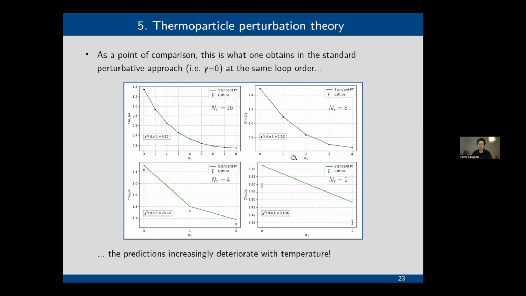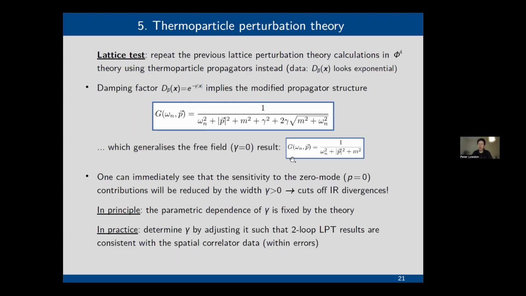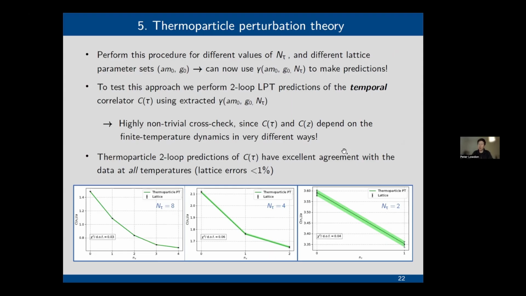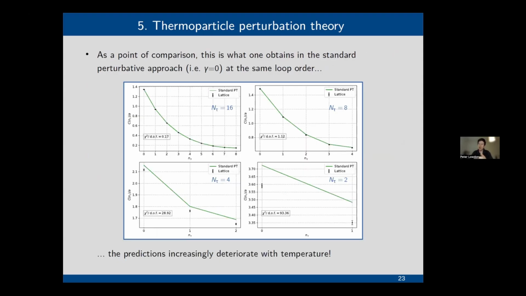And if we compare it now to the standard case where gamma is 0, and that's where we use these propagators instead, you deviate drastically. So this is exactly the same as what I showed previously, but just with a different lattice parameter set.